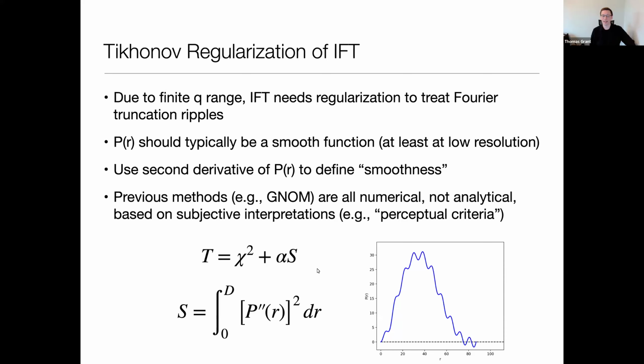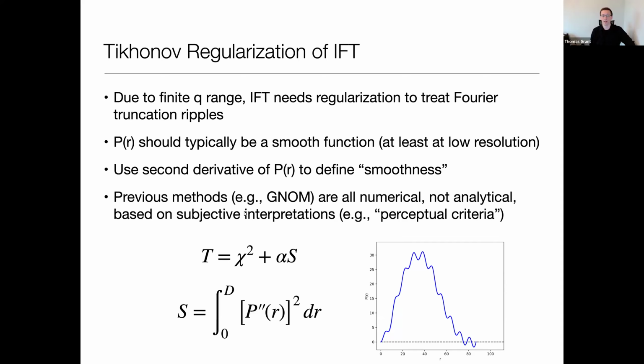However, because S is not on the same scale as chi-squared, we need a Lagrange multiplier to put them in the right weighting. And alpha is a user-defined weight that says how smooth you want the data. If you make alpha 0, then you're back at your original starting point of just chi-squared. So there's no smoothness considered, and it's just minimizing chi-squared. But if we have a large alpha, then we can over-smooth the P of R curve, and it might not fit the data particularly well. So finding a good balance of alpha is an important part of this program.